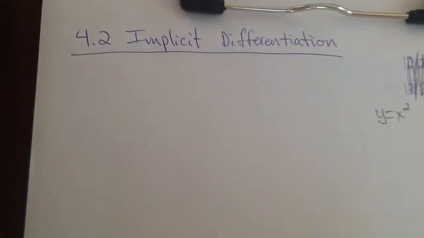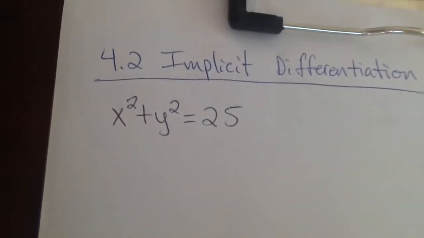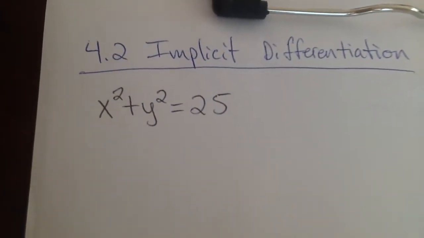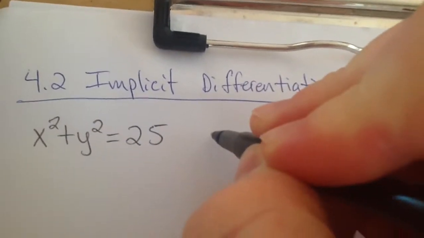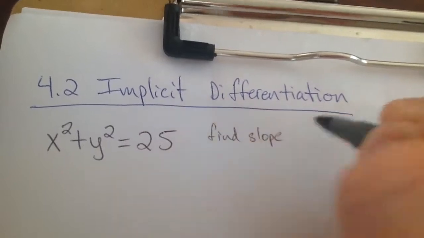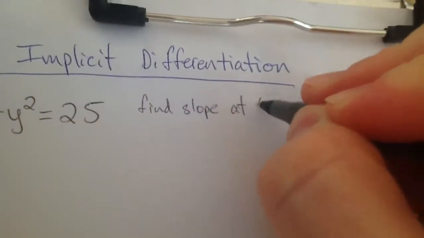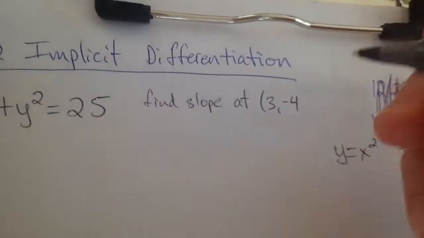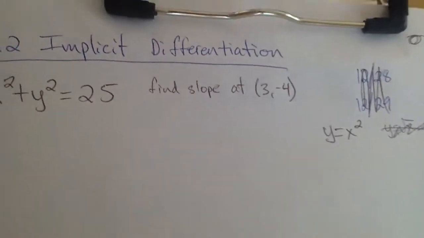And by non-functions, I mean something like a circle. We can do the derivative of that. For example, if I said here's a circle, find the slope at the point (3, -4). You can imagine what that looks like.